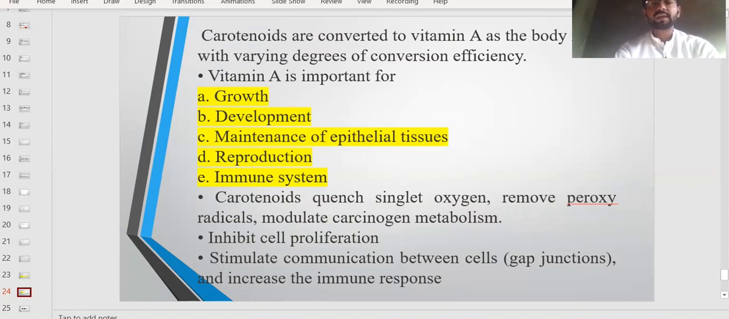Carotenoids also quench singlet oxygen, remove peroxyl radicals, modulate carcinogen metabolism, and inhibit cell proliferation. Another use of carotenoids is to stimulate communication between cells through gap junctions and increase immune responses.